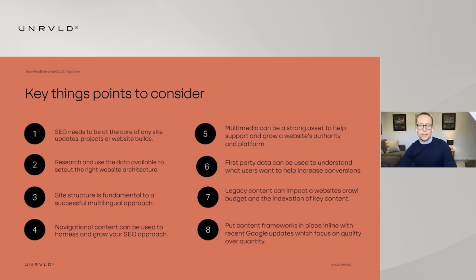Number 4, navigational content can be used to harness and grow your SEO approach. Number 5, multimedia can be a strong asset to help support and grow a website's authority and platform. Number 6, first-party data can be used to understand what users want to help increase conversions. Number 7, legacy content can impact a website's crawl budget and the indexation of key content. And number 8, put a content framework in place in line with recent Google updates, which focus on quality over quantity of content.